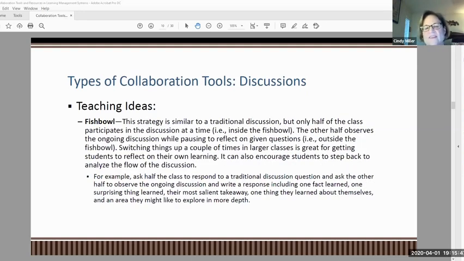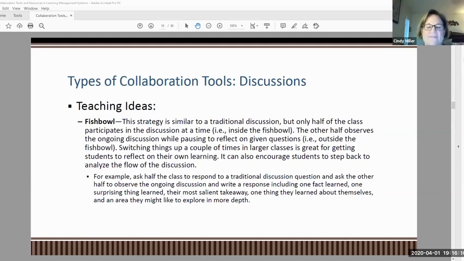And we usually use this in our classrooms as a traditional discussion, but only half the class participates at a time in this part. So they're inside the fishbowl, so to speak. The other half observe the ongoing discussion that's happening, and they're pausing to reflect on things that they're seeing in that discussion with the other half of the class.